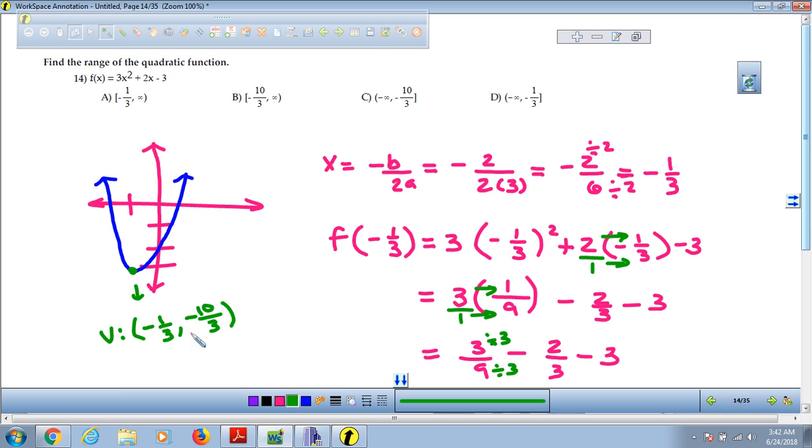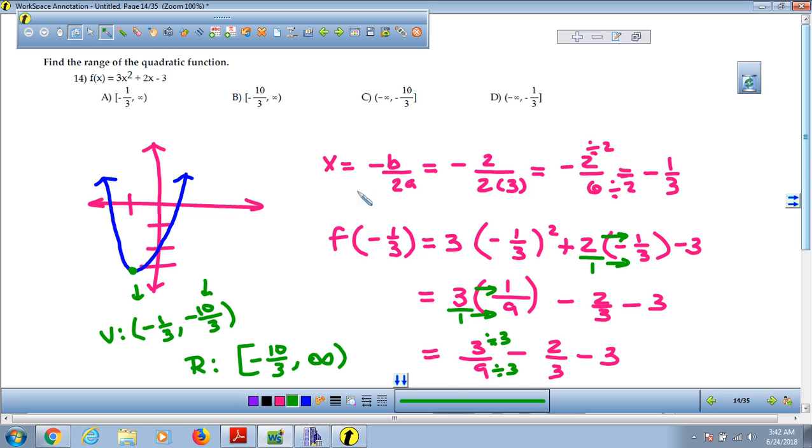I'm going to use this information to write what the range is. The range is starting at this y-coordinate right here, bracket, negative 10/3, and then this graph goes upward to the positive y-coordinates. So that would be letter B. Yep, that's what that is.